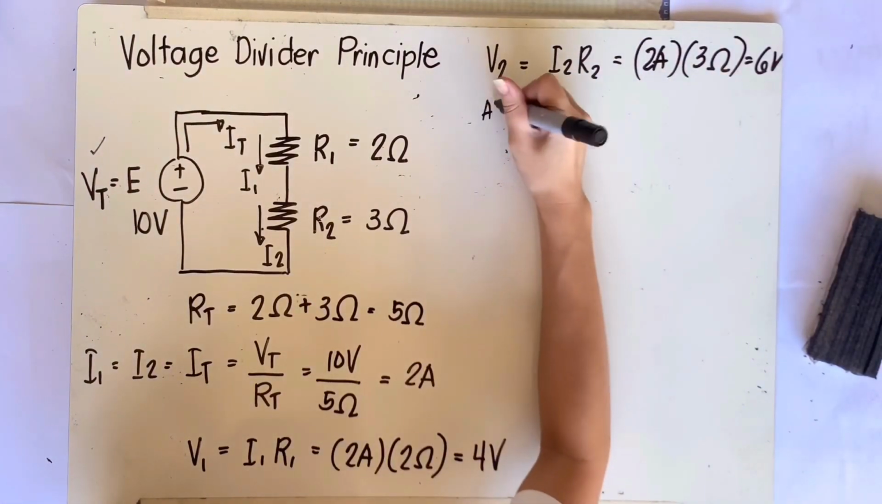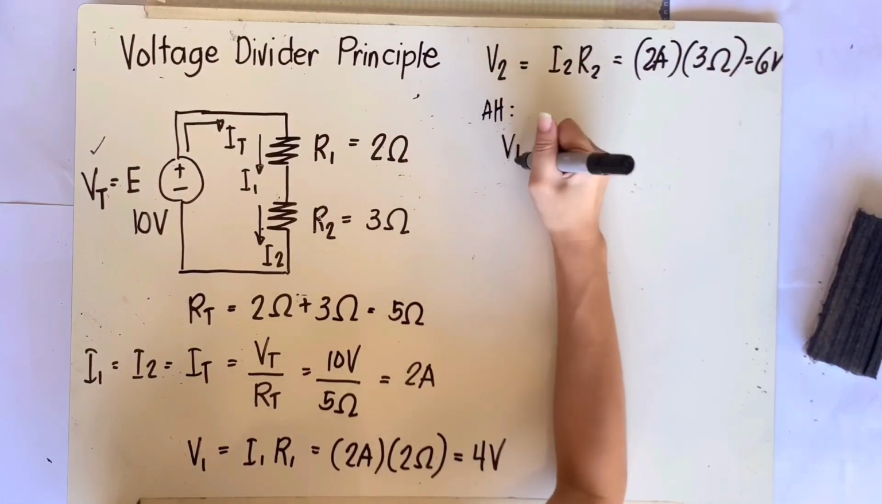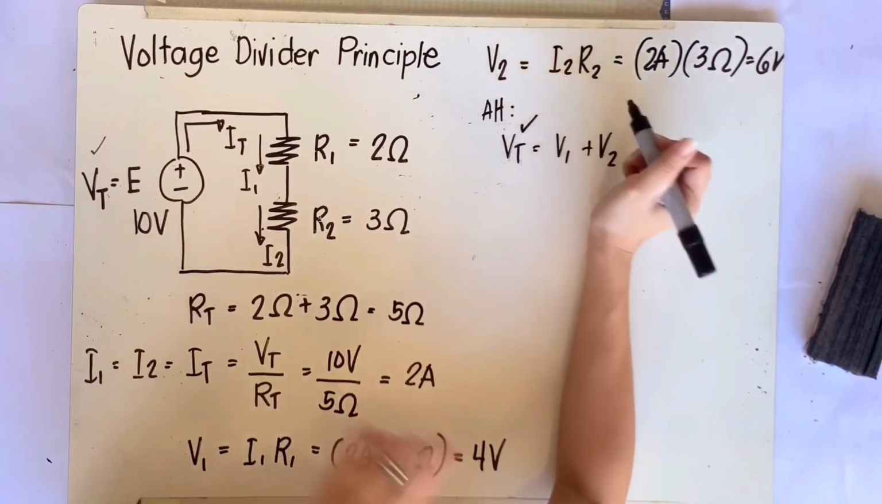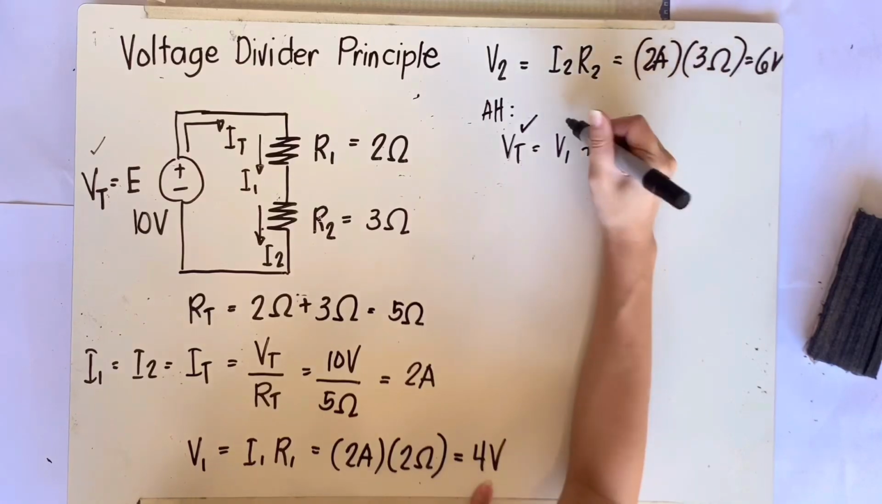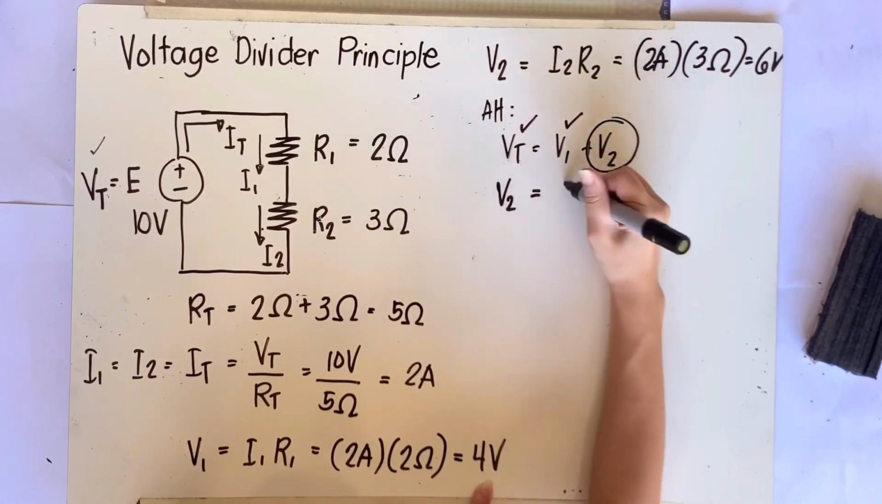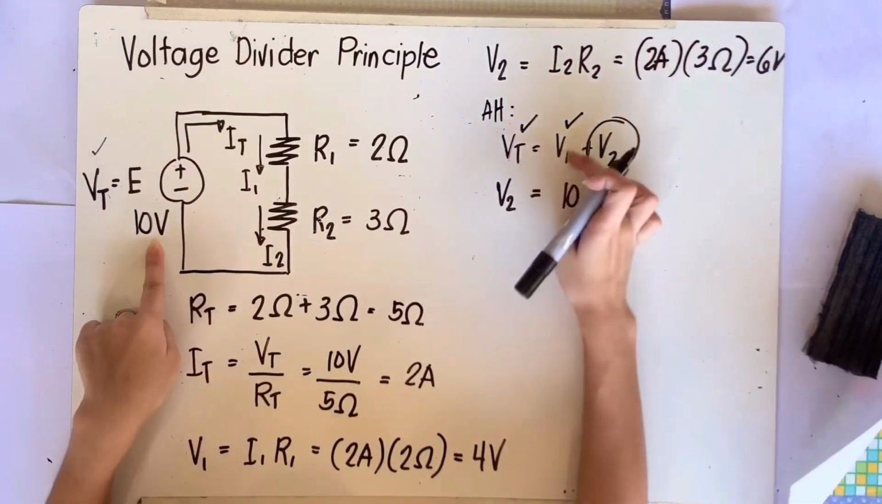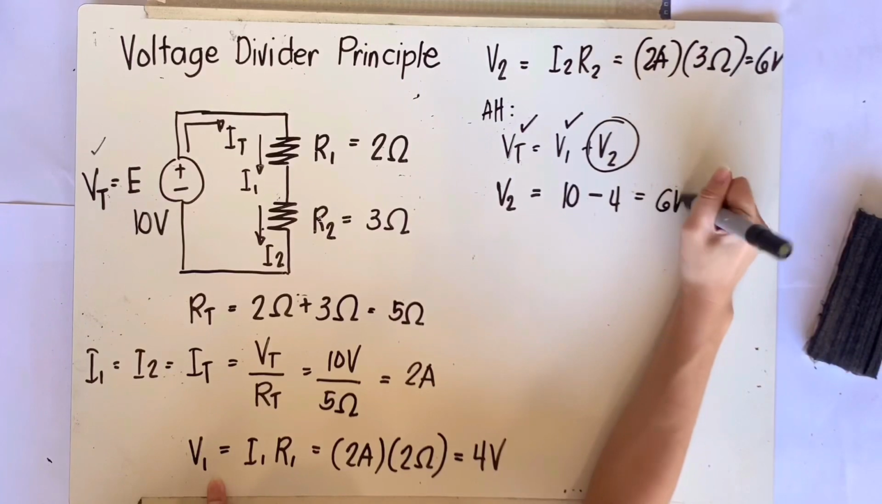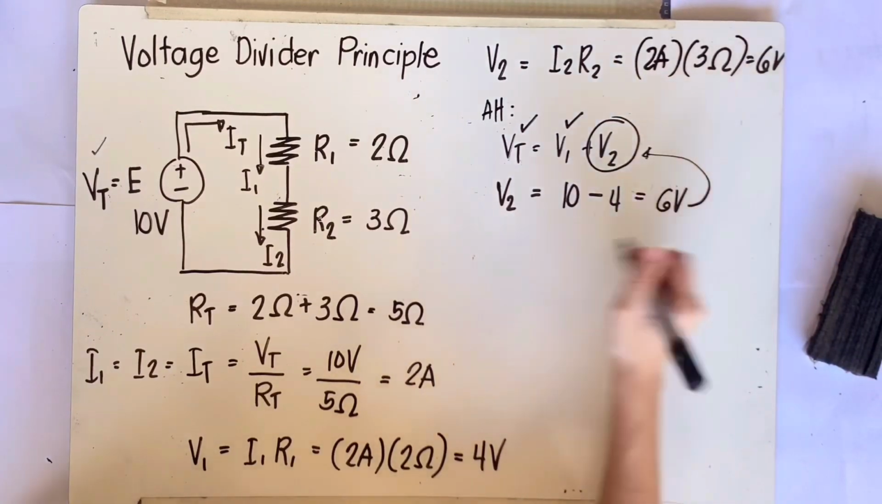Or alternative natin kay V2 is, di ba alam natin that V total is equivalent to V1 plus V2. Meron na tayong VT, that's 10 volts, and V1, na-solve natin as 4 volts. Ibig sabihin, pwede nang kunin si V2, and that would be 10 volts na VT, minus transpose mo si V1, which is 4 volts. So, we'll get V2, 6 volts din. So, that was our conventional.